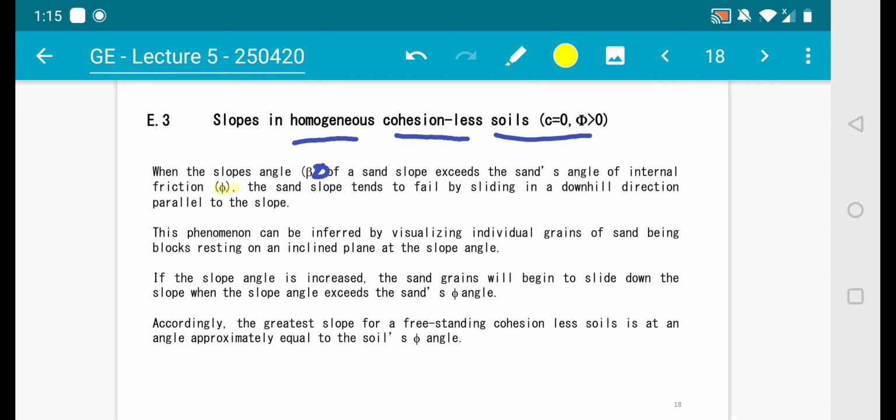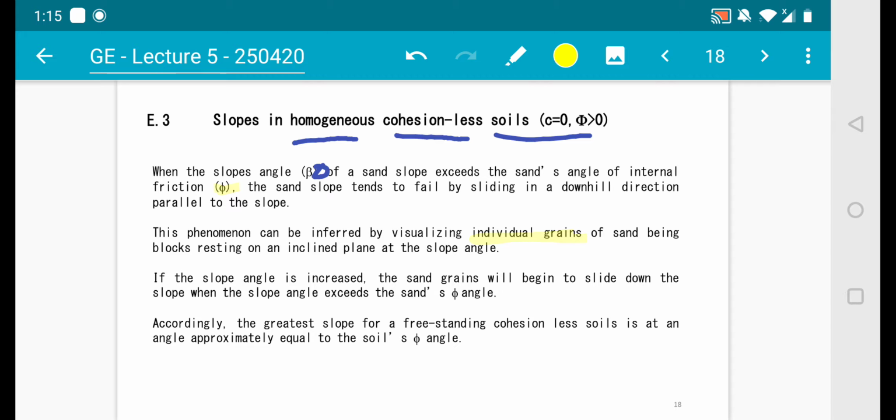Now this phenomenon can be inferred by visualizing individual grains of sand as blocks resting on an inclined plane at the slope angle. So if we want to look deeper into the soil system, we have the individual grains. If the slope angle is increased, the sand grains will begin to slide down the slope when the slope angle exceeds the sand's internal friction angle.